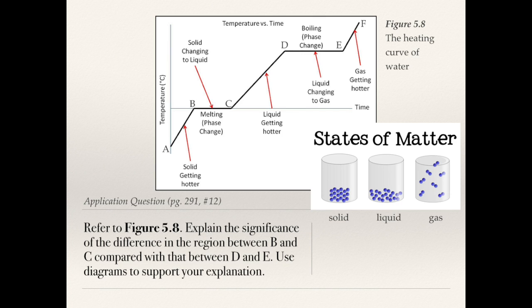As you can see from figure 5.8, between the points B and C, the solid ice is melting to form liquid water. Between the points D and E, the liquid water is boiling to form water vapor.